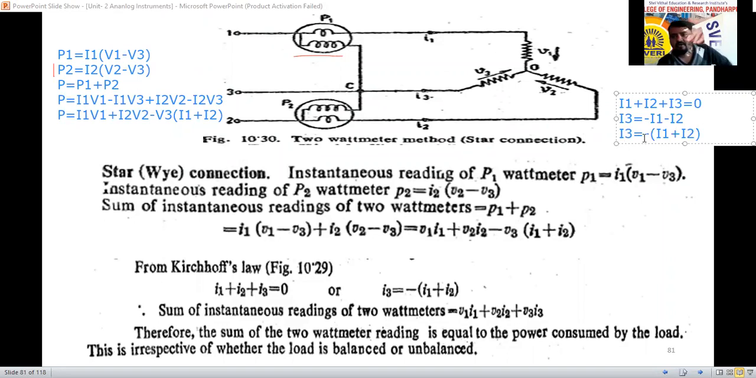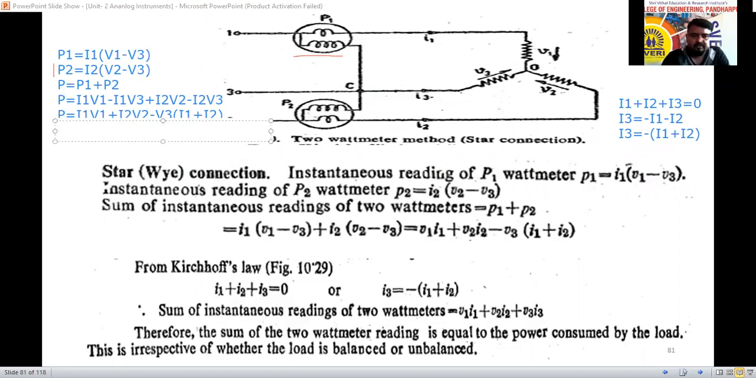I1 plus I2, here minus (I1 plus I2) is there. In place of the minus, I can make this one plus and substitute for I1 plus I2, that is I3. Minus into minus becomes plus, so I1 plus I2 equals I3. Can I substitute? At least now you can give the reply. Yes, sir. P equals V1 I1 plus V2 I2 plus V3 I3. So the power equation is proved.